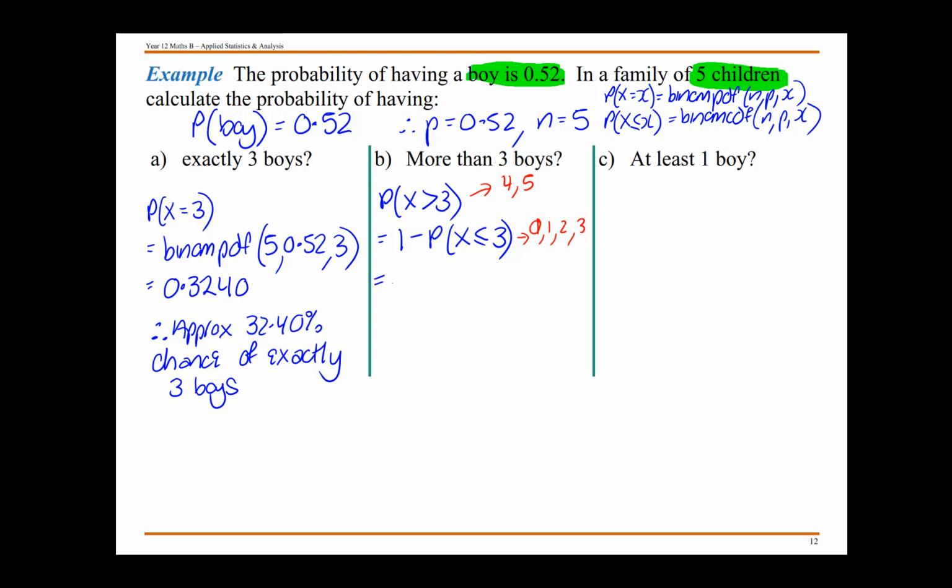So this then becomes 1 minus binomcdf. It's CDF because it's less than and equal to. Our n is 5, our probability is 0.52, and we want 3. So we have 1 minus binomcdf(5, 0.52, 3).